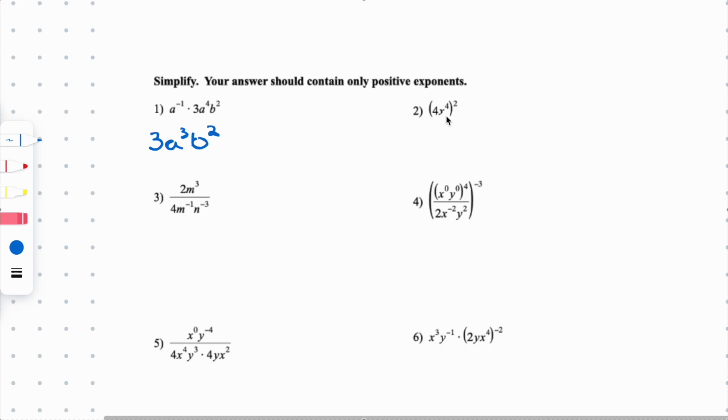Here we need to raise 4x to the 4th to the 2nd power. Remember, we need to distribute that to both the 4, so it's 4 squared, and then that x to the 4th too. We're going to use power over power, so we multiply those two exponents. 4 times 2 is 8. And 4 squared is equal to 16. We just have 16x to the 8th.